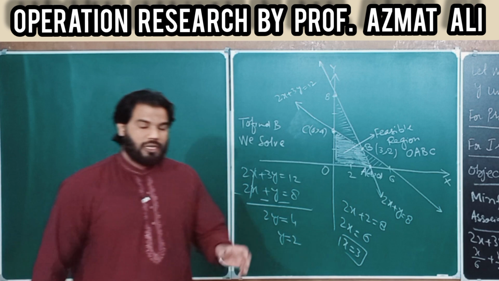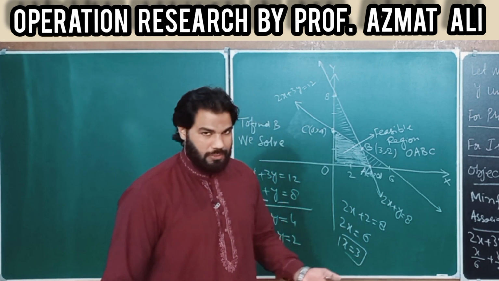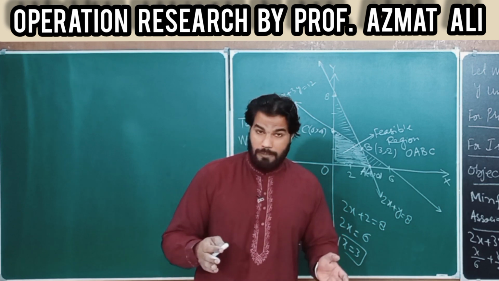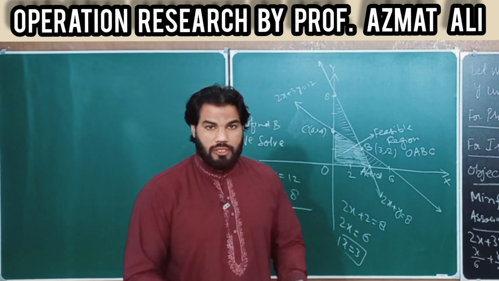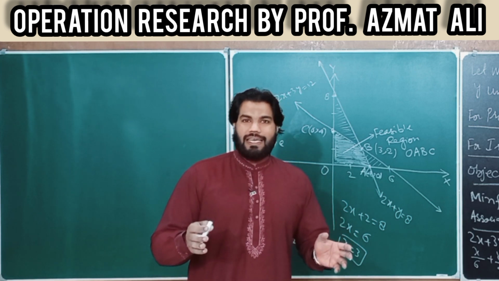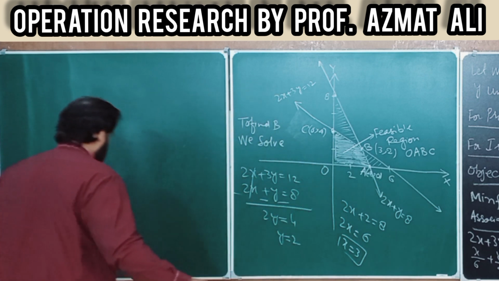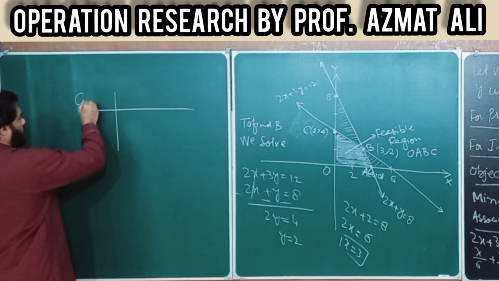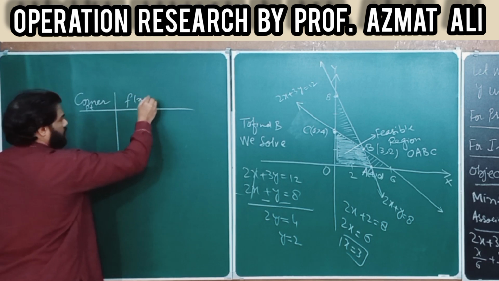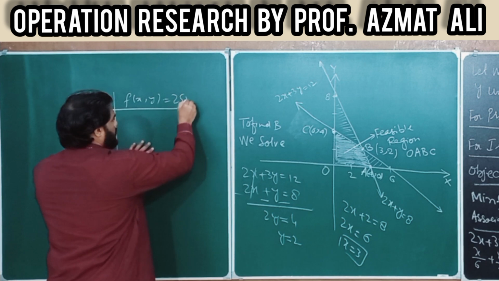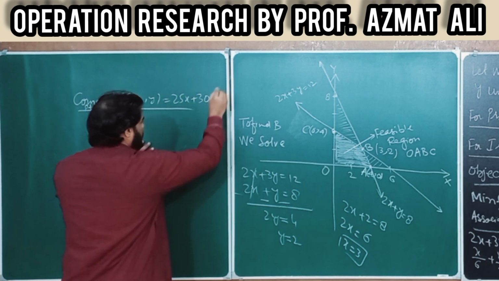Next we find the optimal solution. As you know, the fundamental theorem of linear programming says that the optimal solution is a feasible solution that maximizes or minimizes our objective function, and it will exist at one of the corner points. So lastly, we make the last table. This is the corner points, and this is the value of the function at these corner points. Our objective function was 25x plus 30y.